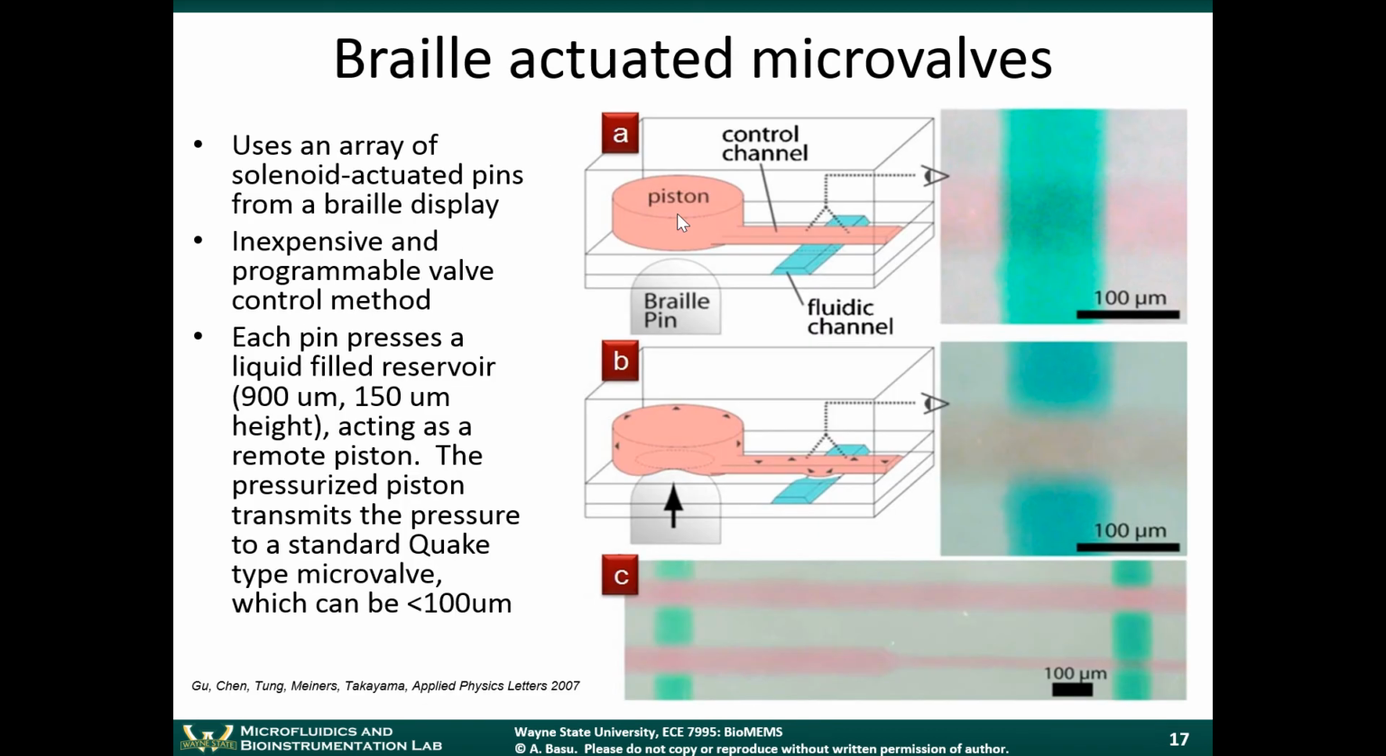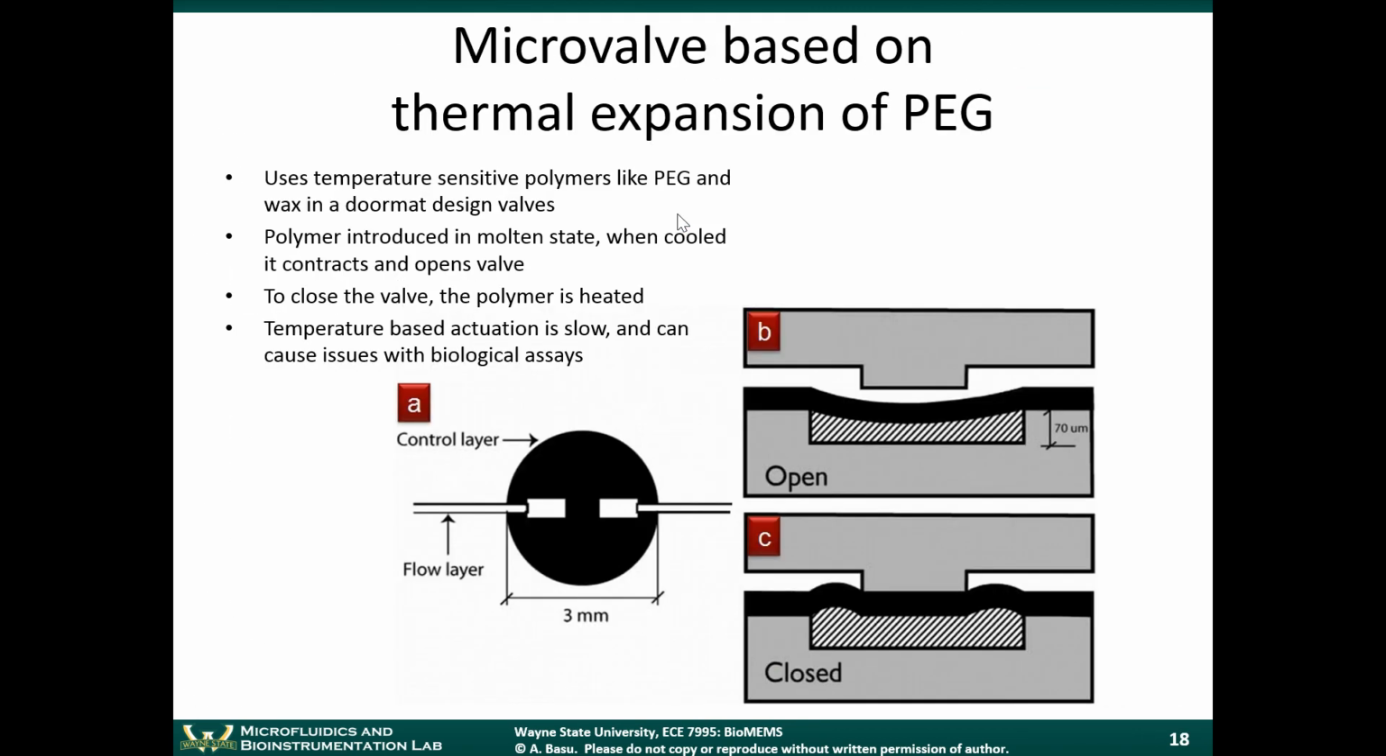So another way that we can think about controlling valves is by expanding or contracting a material. So this is a microvalve based on the thermal expansion of PEG, polyethylene glycol.